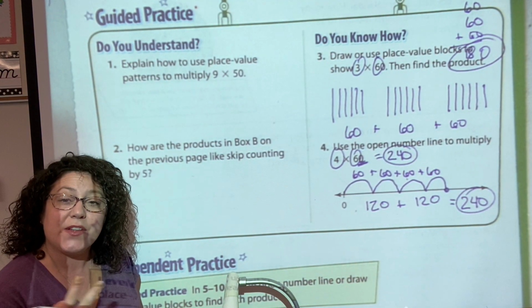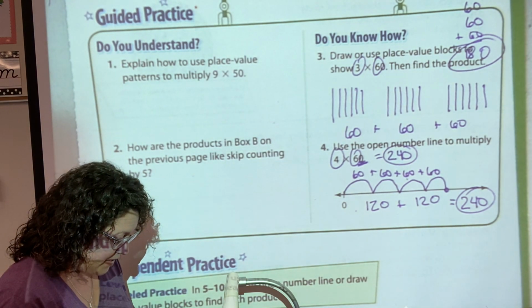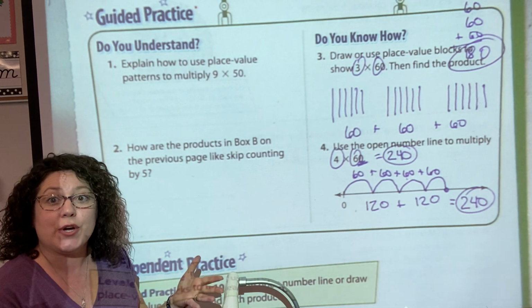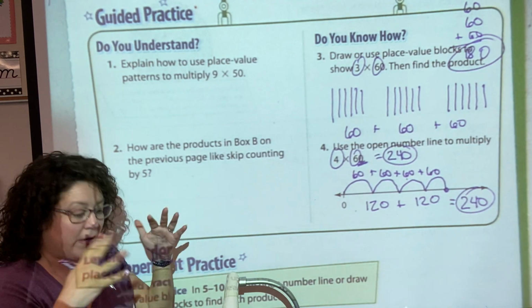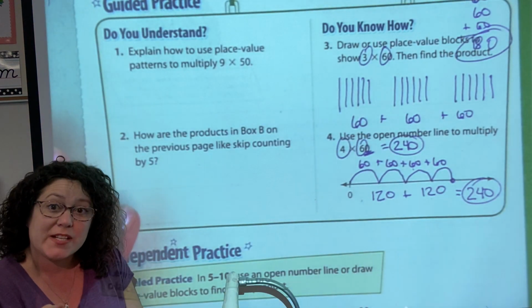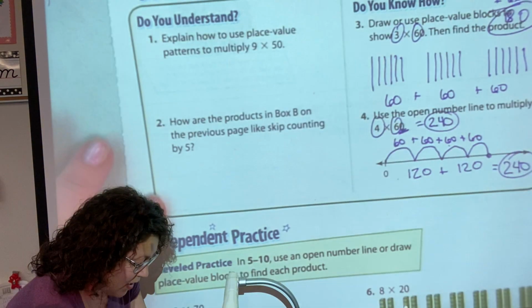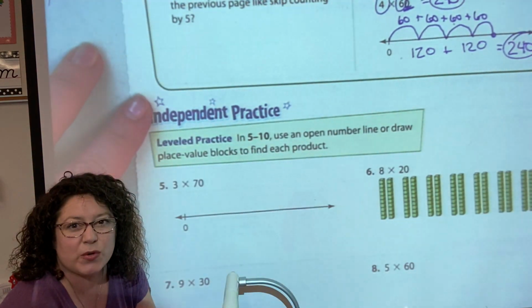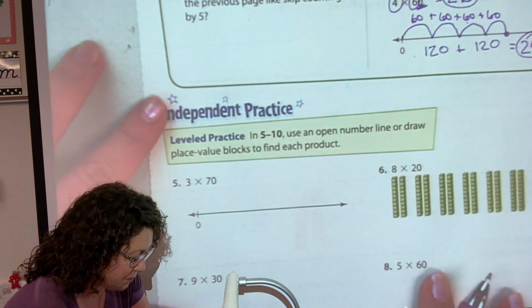Let's do 2 more together with the number line and the place value blocks, and then you can finish the page by choosing your own strategy. If you like my strategy, or if you like the number line or the blocks, that's fine. Just got to make sure you get it checked so you get the right answer. Okay, I know it says independent, but we're still going to do 2 more together.